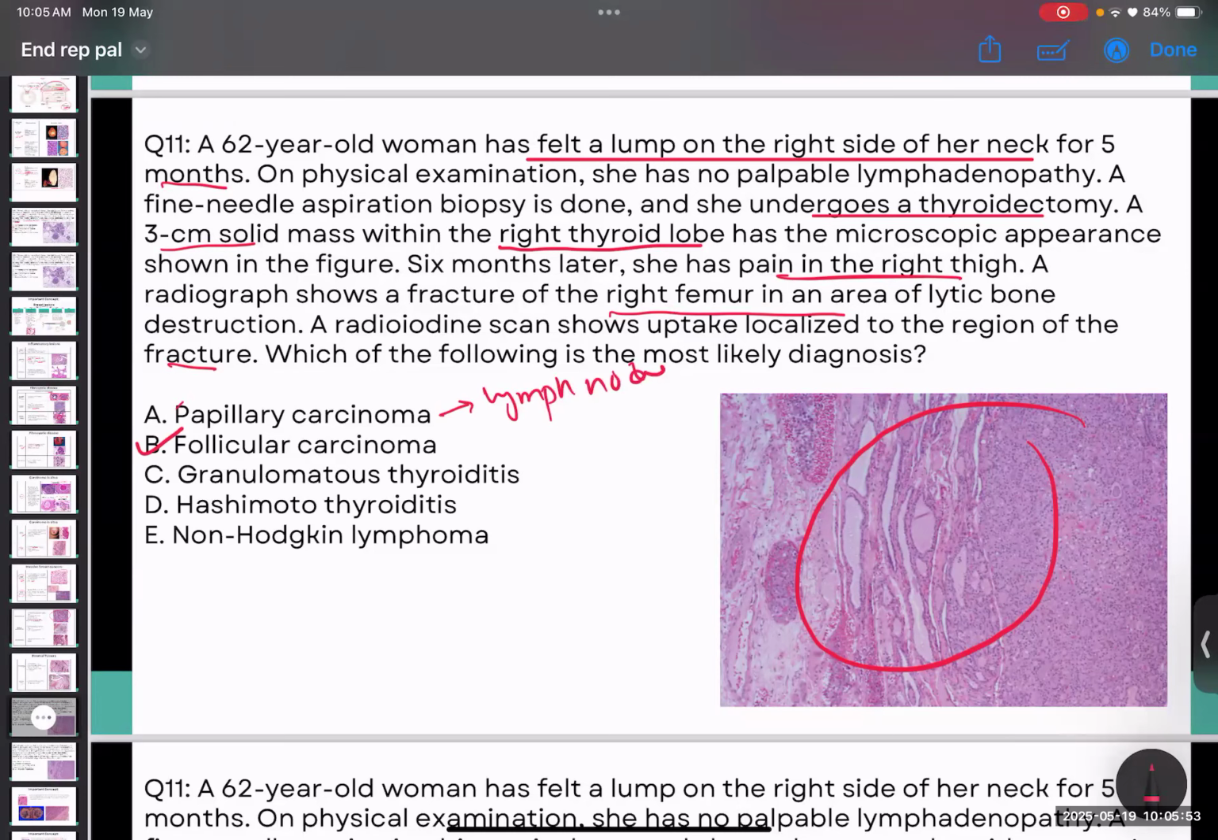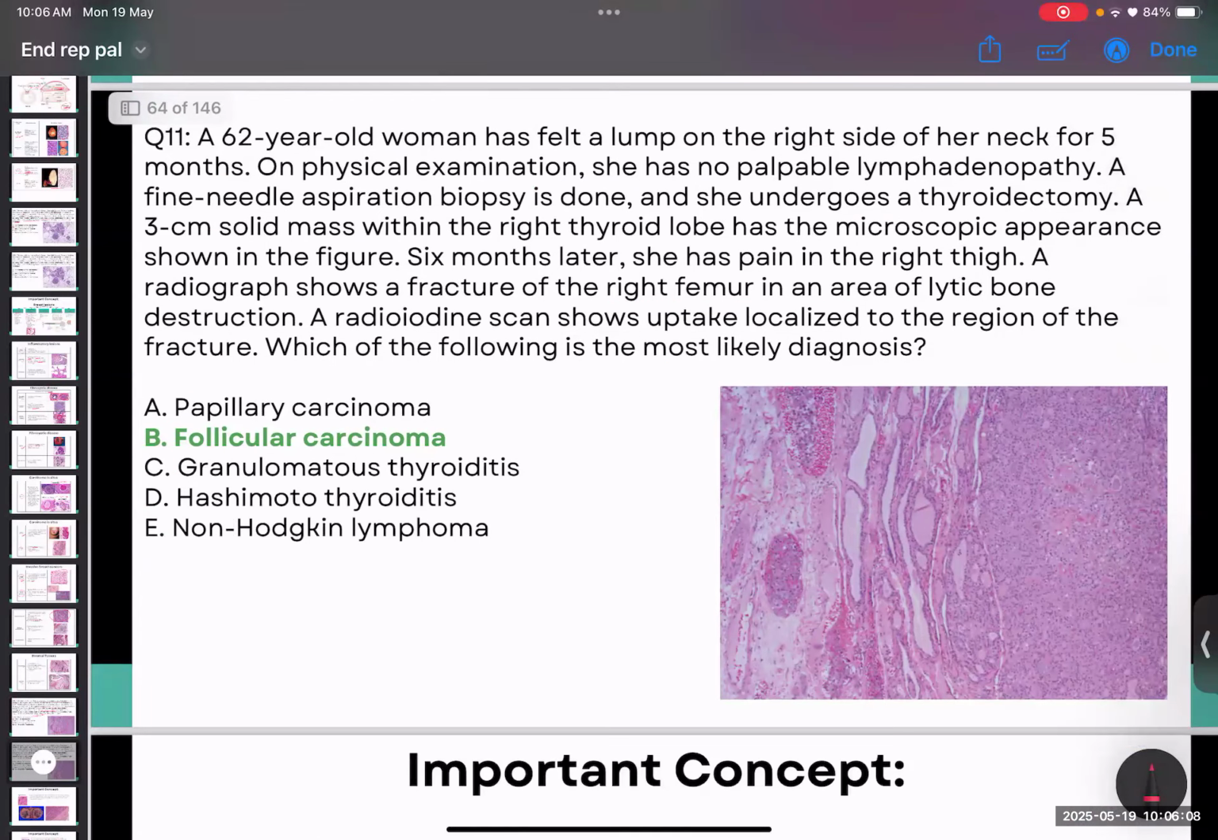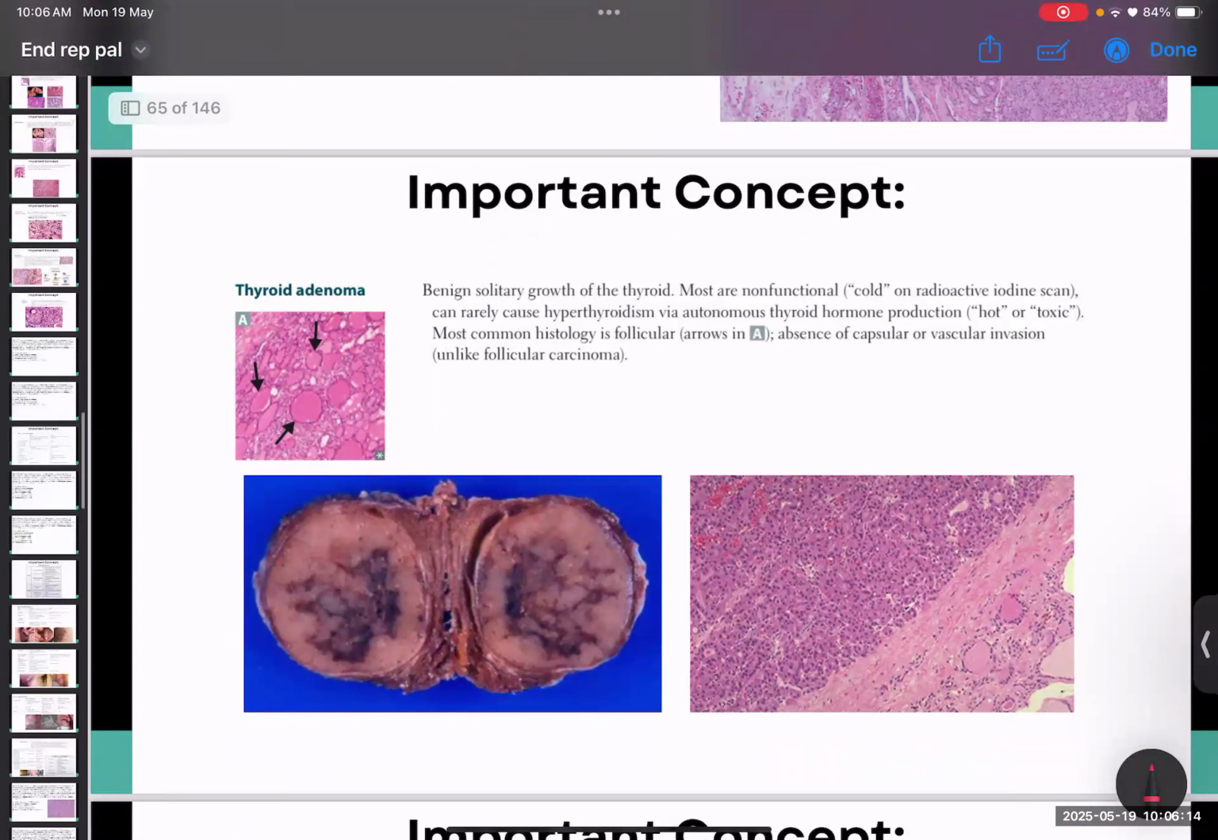It's not granulomatous thyroiditis because that would be preceded by a viral infection. Hashimoto's also, she would have symptoms of hypothyroidism. Here she had nothing. In non-Hodgkin lymphoma, again, she would have palpable lymphadenopathy, which she doesn't have here. So just basing off of that clinical presentation, I would go with follicular carcinoma. But then again, we're going to go over and discuss all the thyroid cancers.